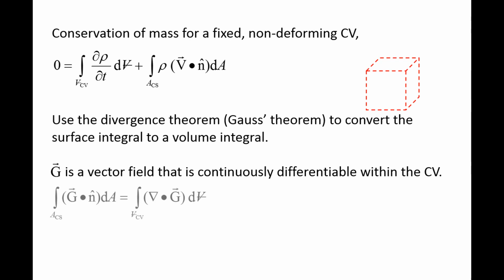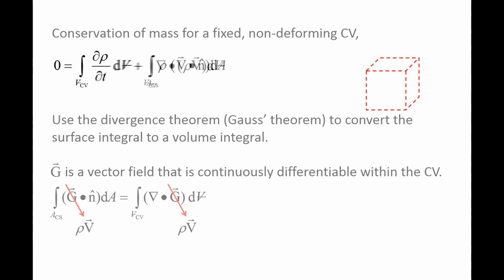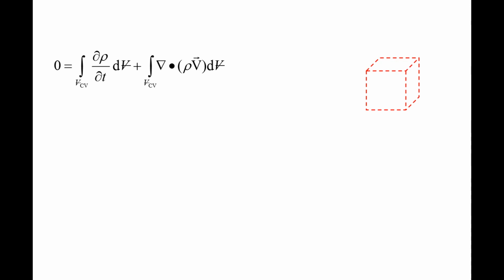The dot product of G and normal vector n times dA integrated over the entire control surface is equal to the divergence of G times dV integrated over the entire control volume. If we substitute rho times the velocity vector V for G, the left side of the divergence theorem is the same as the second term in the conservation of mass equation. So we can replace the surface integral in the conservation of mass equation with a volume integral. Since both terms are now volume integrals over the same region of space, we can combine them into a single integral.